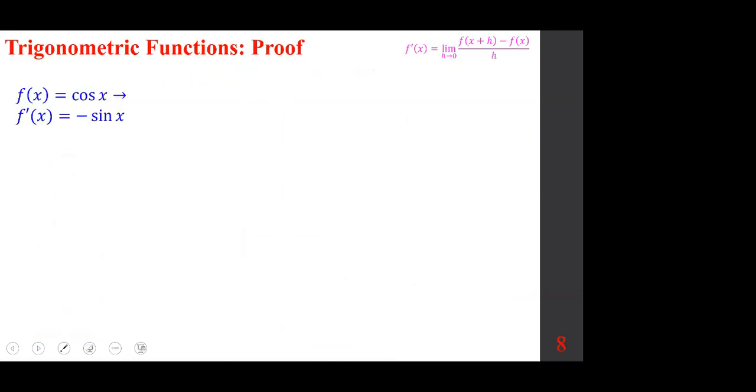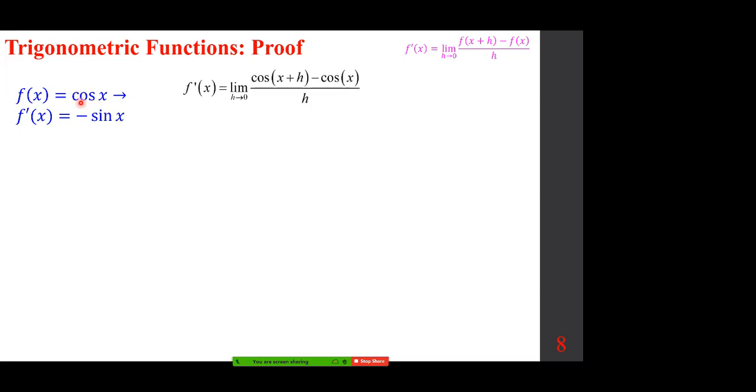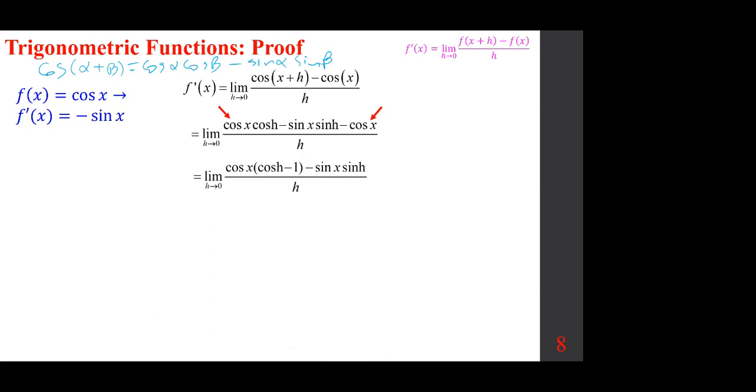Let's quickly look at the case for cosine. Again, we said the derivative of cosine is negative sine. So let's do that by applying the definition to cosine x. So what is cosine of alpha plus beta? Cosine alpha, cosine beta, minus sine alpha, sine beta. Therefore, we expand the first piece. And we do the same thing. Look at the first and the last. We put them together. And we factor out the cosine.